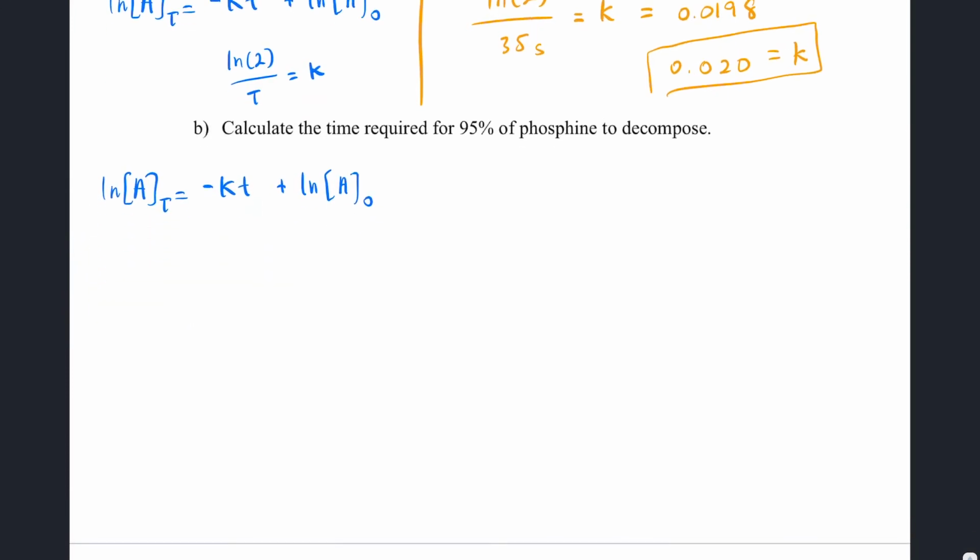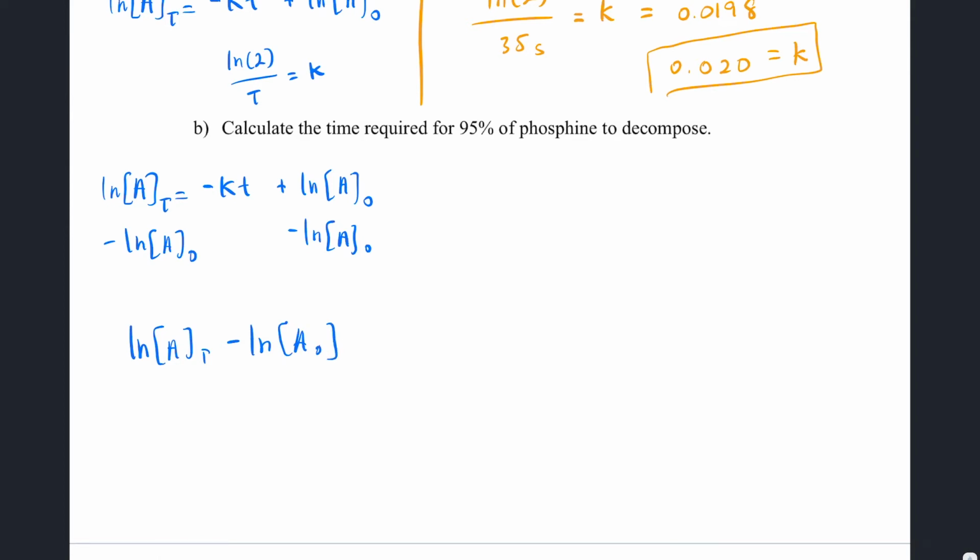Now let's look at this question. Calculate the time required for 95% of phosphine to decompose. Well, because we're using this equation right here, how about we just solve for t, this t right here, and then we can plug in whatever values we have. So let's figure that out really quick. If we were to subtract the natural log of A initial from both sides, I would have this new equation, the natural log of A at time t minus the natural log of A at time 0.